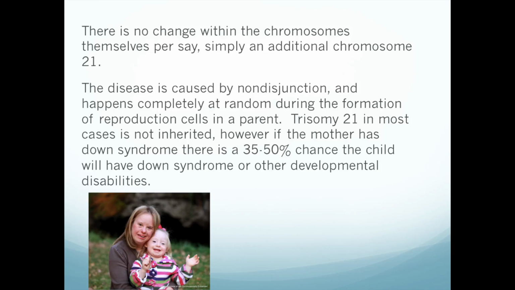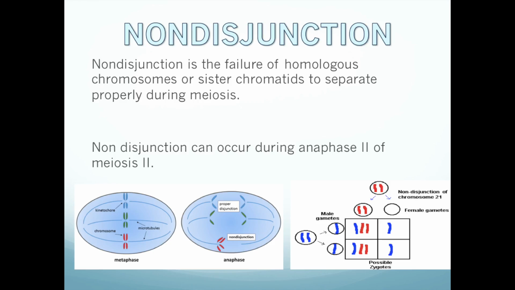It is very rare for a child to inherit Down syndrome from non-affected parents, although if a mother with Down syndrome gives birth, there is a 35 to 50% chance that the child will have Down syndrome. In case you're unfamiliar, non-disjunction is the uneven distribution of chromatids during meiosis. It usually occurs during anaphase 2 of meiosis 2.